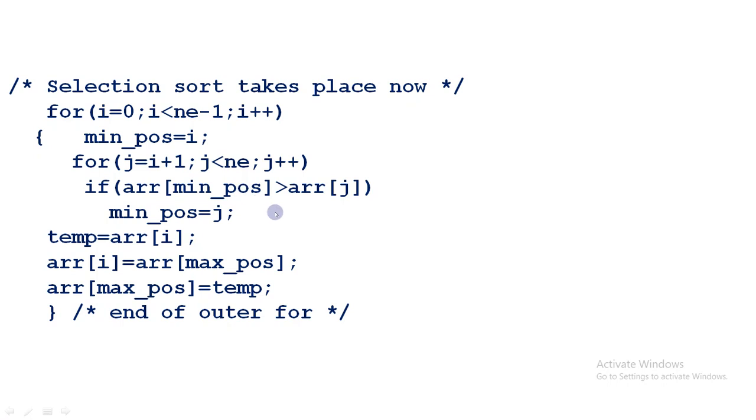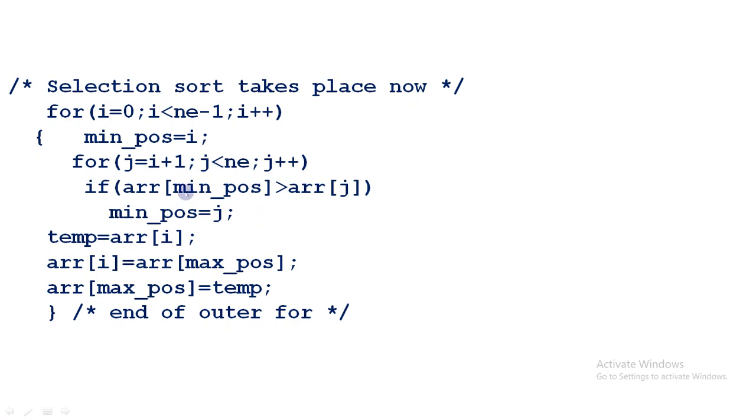Array minimum position. The element contained in the minimum position, that is the zeroth position, is greater than array of J, that is in the first position, because it is I plus 1. Then minimum position should contain J. It is something like this.